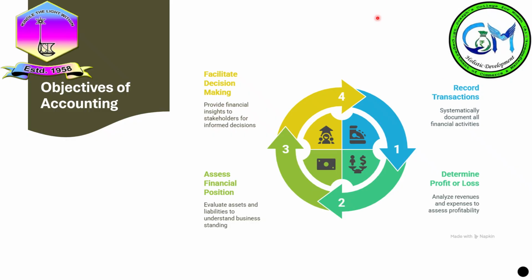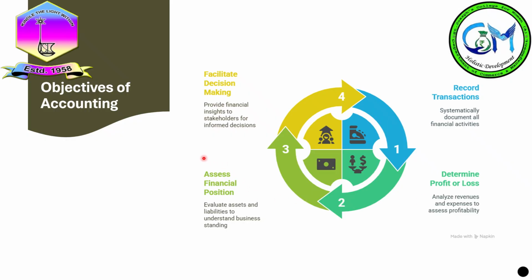The next objective of accounting is to ascertain the profit or loss of a business. It involves determining the financial position of the business over a specific period. That specific period means a 1 year time, that is a 12 months period, which is called a financial year. In that financial year, we will be able to know whether the business earns profits or losses.